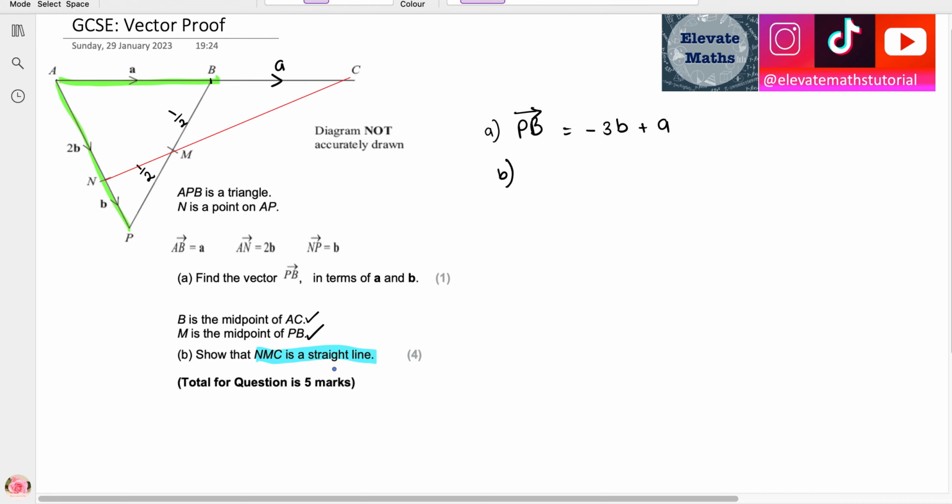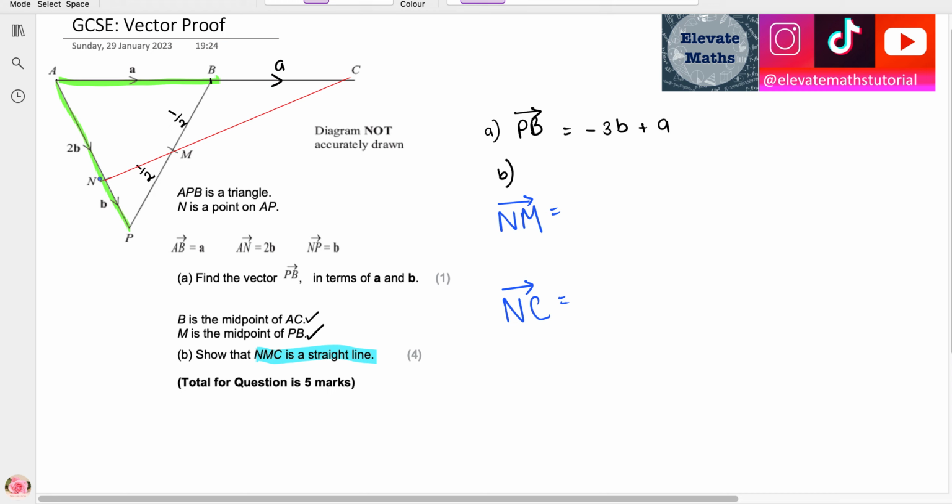Okay, so there is a standard way to start a proof where it says that NMC is a straight line, or 3 points form a straight line. So the vector that you must calculate is the vector NM first, and then NC. Okay, I'm going to get started with it, and I'll show you later how we would do any proof regardless of what the 3 points are, okay, for a straight line.